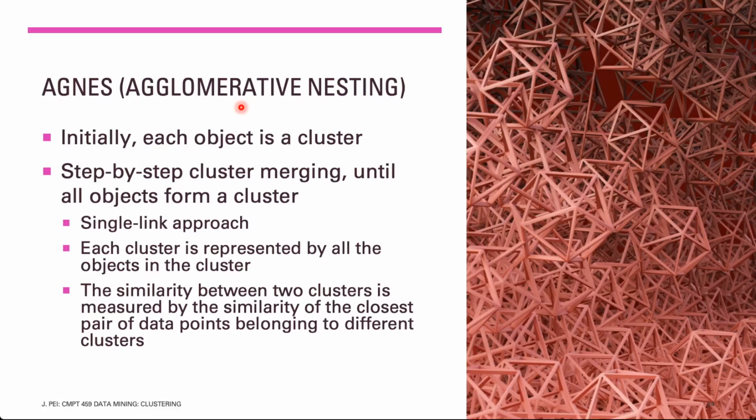In AGNES, we have the single link approach. Each cluster is represented by all of the objects in the cluster. The similarity between two clusters is measured by the similarity of the closest pairs of objects belonging to different clusters.